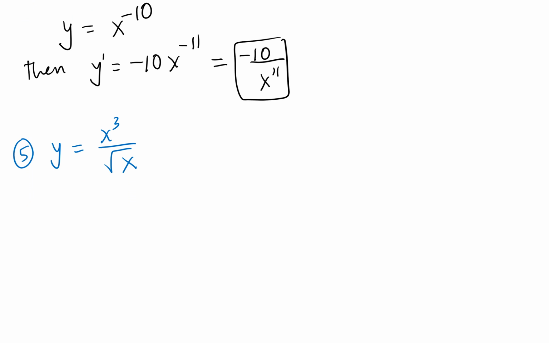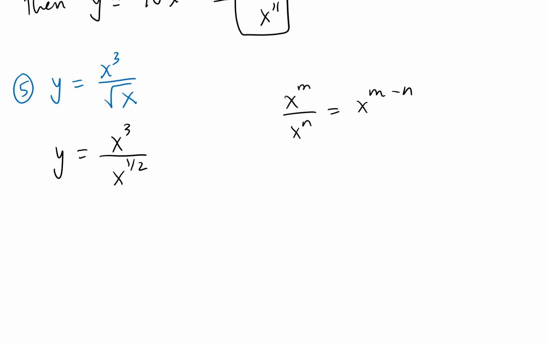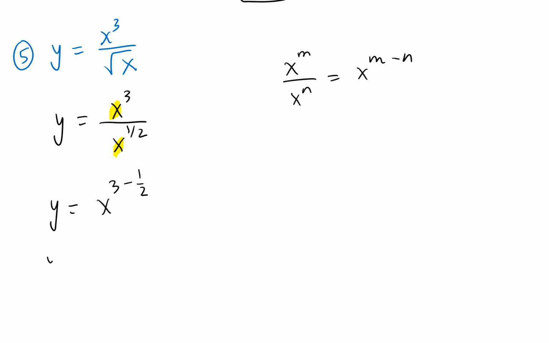Let's do this one. What we can do, the square root of x is x to the 1/2. You rewrite it. Is it in the form x to the m? Not yet. But we know a property from algebra that says if they have the same base, we subtract the exponents. These two have the same base. So we can subtract the exponents, 3 minus 1/2. And if you combine the fractions, you get 5/2. All this is just algebra, no calculus yet.